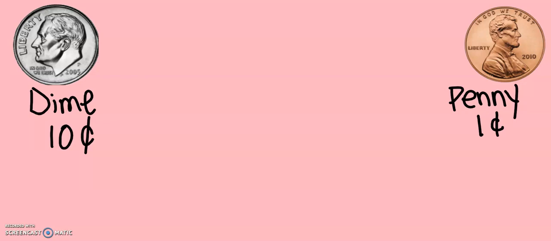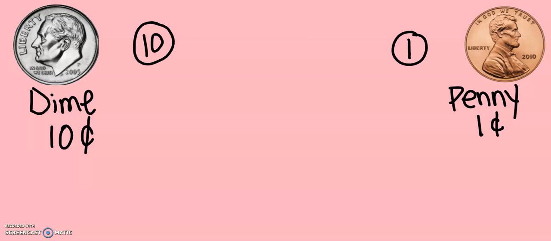When we do math, we're going to draw the coins. But when I say draw, that doesn't mean drawing these faces and bodies on the coins. When I draw a dime, I'm going to draw a circle with a 10 in the middle. And when I draw a penny, I'm going to draw a circle with a 1 in the middle. That will represent how much each coin is worth.